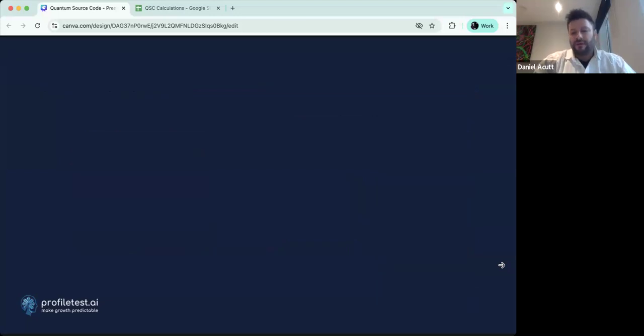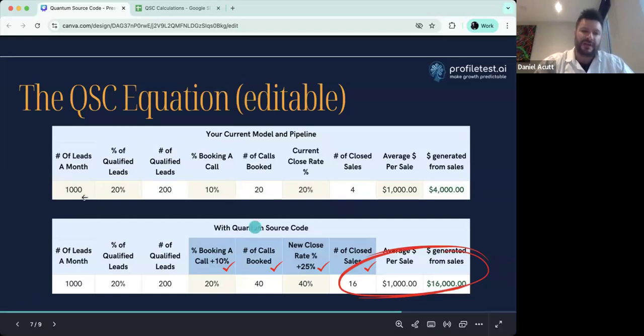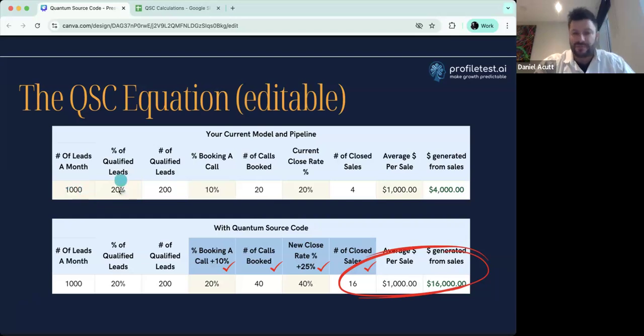So what does the calculation look like? Well, the traditional calculation of what we call the QSC equation is if you had 1,000 leads, and let's say on a monthly basis, and you found out that 20% of them were qualified, you get 200 leads. Then how many of those people book a call? Maybe 10%, maybe 5%, maybe less, depending on how much value you add and the reason that people are booking and how matching the actual lead is. So let's say you had 20 calls. And if your current close rate is 20%, you're making 4 sales. And if your average product price is $1,000, then that's $4,000.